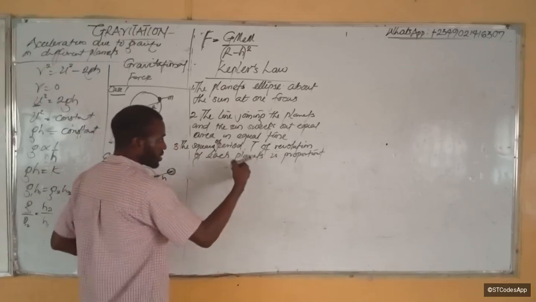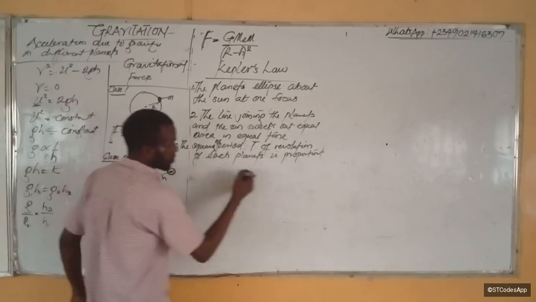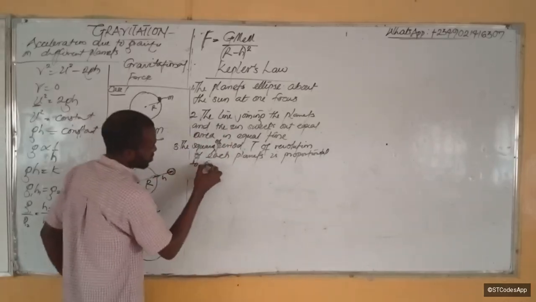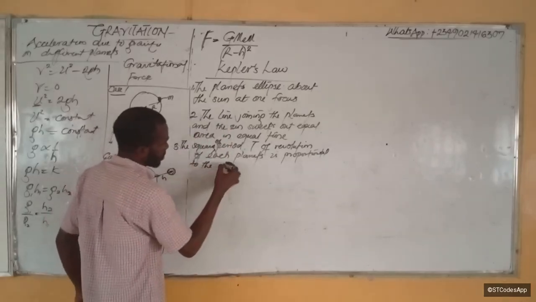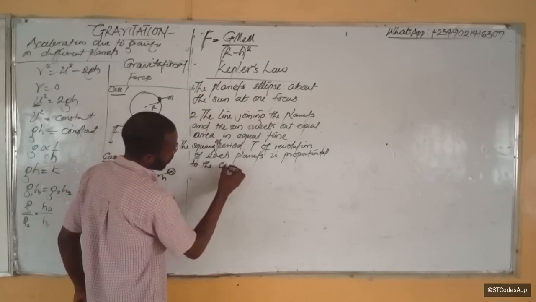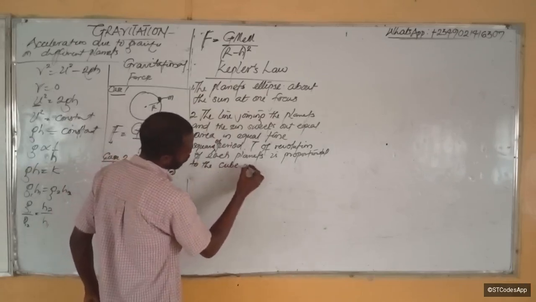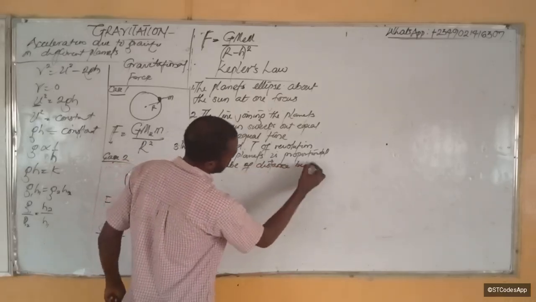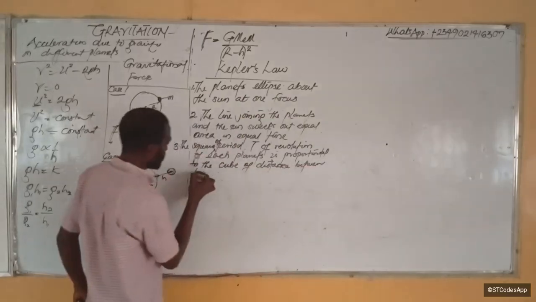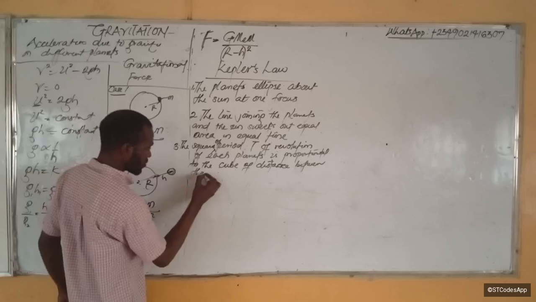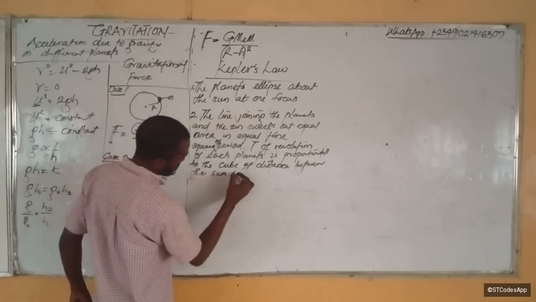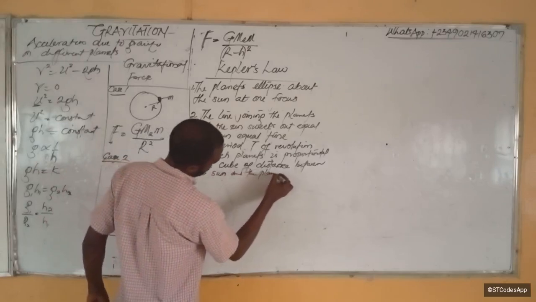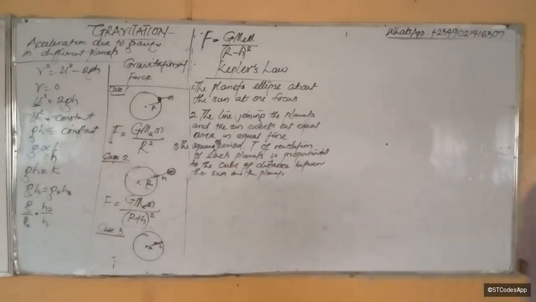The square of the period, T, of revolution of each planet is proportional to the cube of the distance between them, between the sun and the planet. Let me open the door. Now let me quickly show you something. You know that there's going to be a force of attraction.